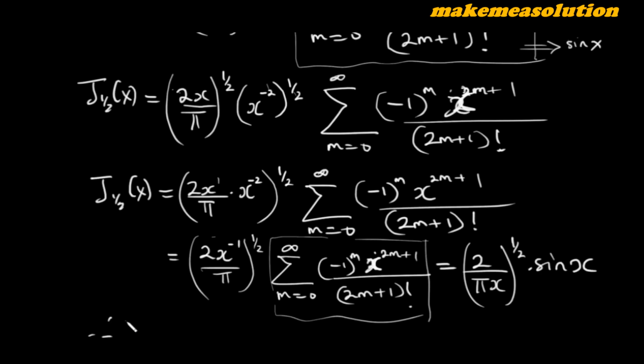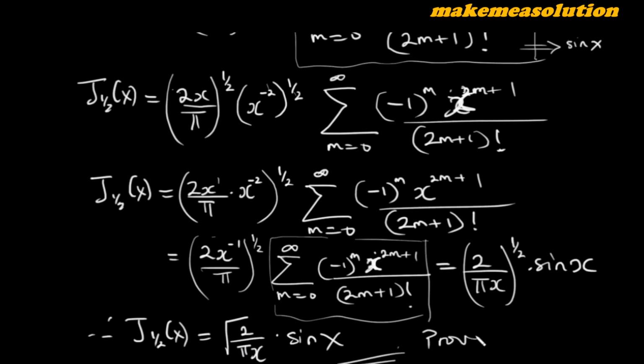You can now say therefore J_{1/2}(x) is still the same thing as, from indices, anything raised to the power of 1 over 2 is a square root, so you have the square root of 2 all over pi x multiplied by sine x. So that's it. This is the proof that the Bessel function of the first kind of half order is the square root of 2 all over pi x, then multiplied by sine x.